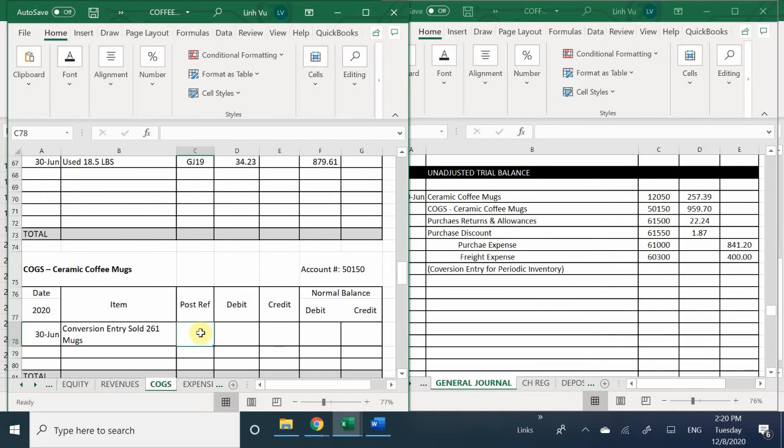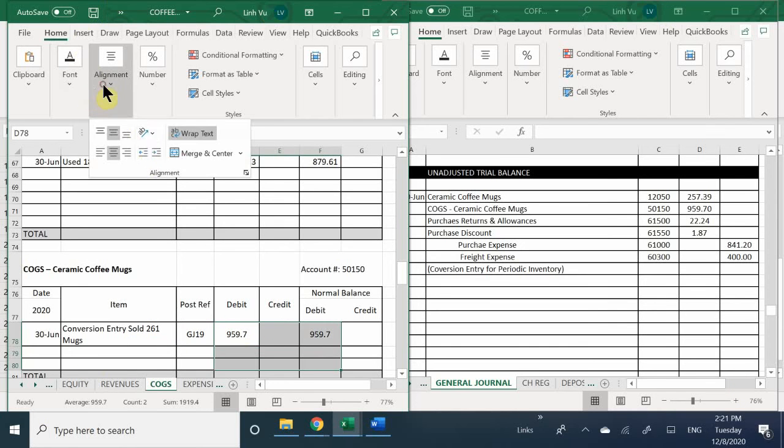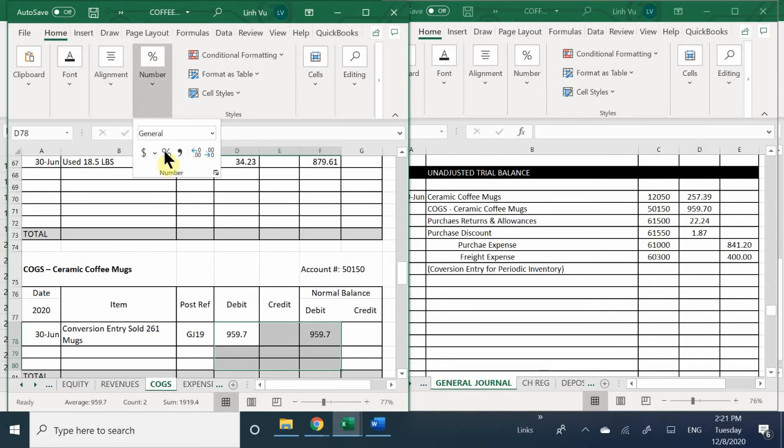This is again in the debit column for the $959.70. Yes, and that's going to be in the debit column. Okay. Michelle, are you okay? Yep. Typing away. Okay. So 959.70.